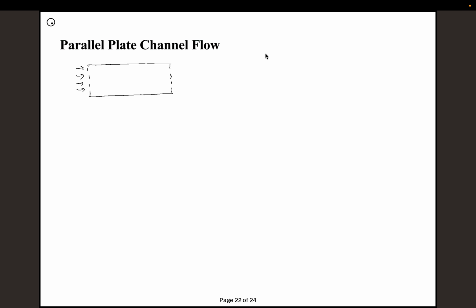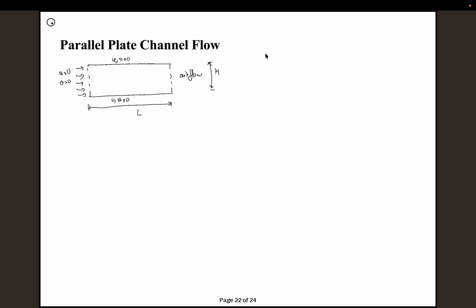Let's say uniform inlet, where U is U, V is 0. This is, let's put outflow condition. So this is my length L. This is the channel with, let's say, height H. These are walls, no slip.